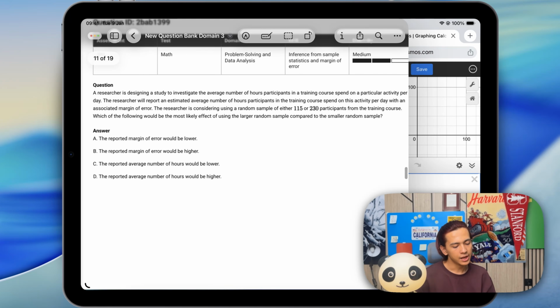Moving on to the next. A researcher is designing a study to investigate the average number of hours participants in a training course spend on a particular activity per day.